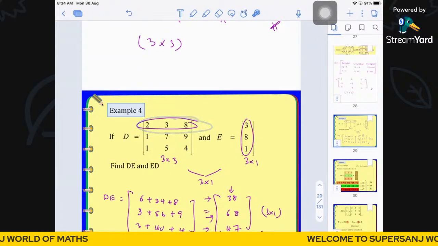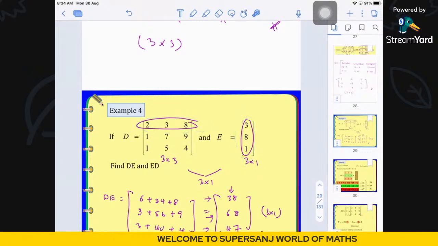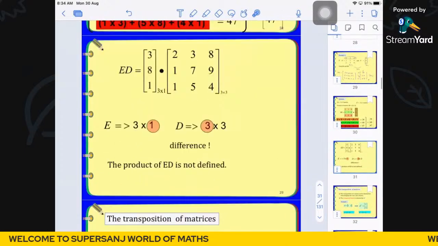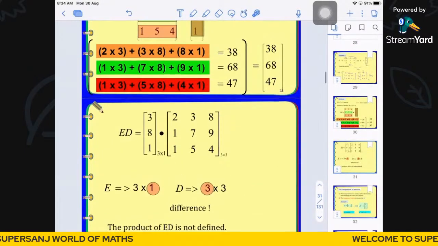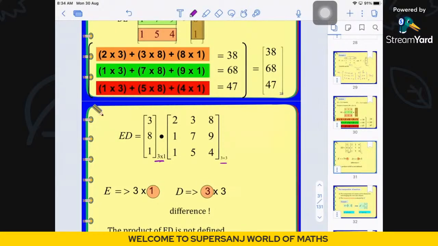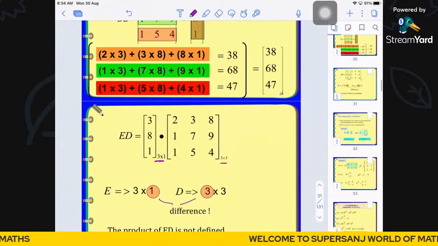Okay, how about E and D now? If E and D over here, you can see this is a 3 by 1 and this is a 3 by 3. So can I multiply this thing? E and D there. Can I multiply this thing? 3 by 1 and 3 by 3. Can I multiply? No, I can't multiply. Why? Because 1 and 3, right? Not the same, right? So we cannot multiply this. Okay, simple as that. Okay, very good. Done with that.